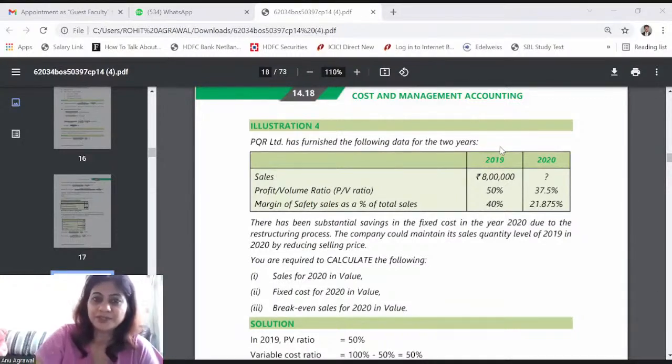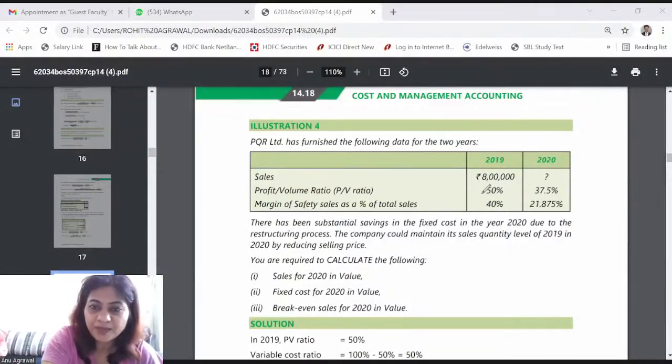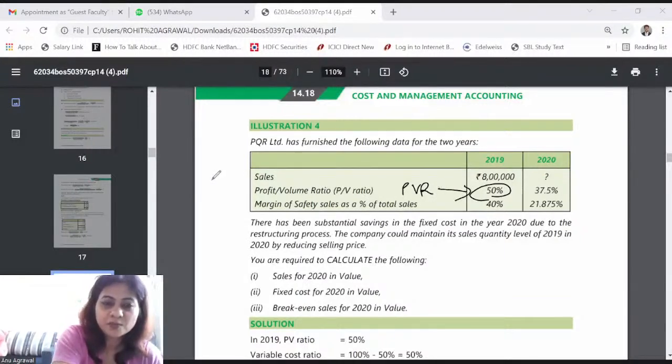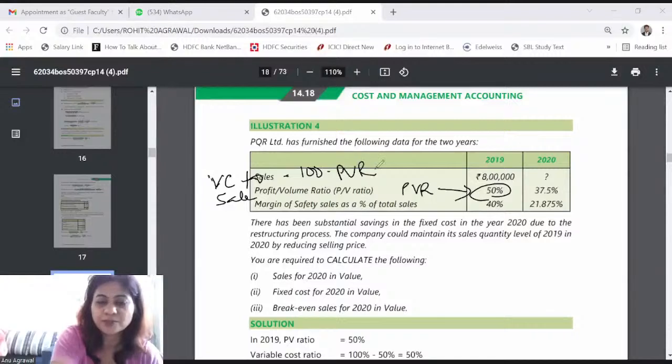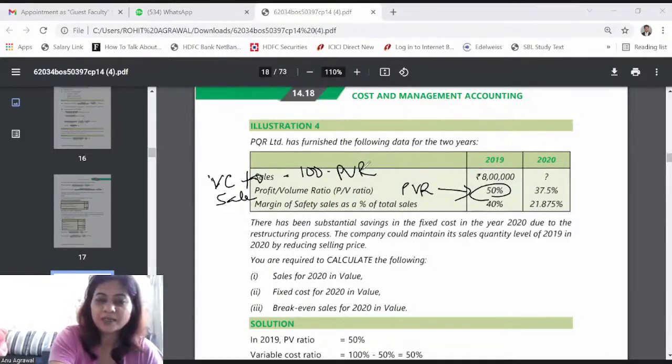So what is the information which is given to me, right? As per the information which is given to me, if PVR ratio is 50%, that means variable cost to sales will be 100 minus PVR ratio. Yes or no? Because sales minus variable cost is equal to contribution. So if PVR ratio is given to me, 100 minus PVR, I'll get out with variable cost to sales. Yes or no? That means it is 50%. Yes or no?